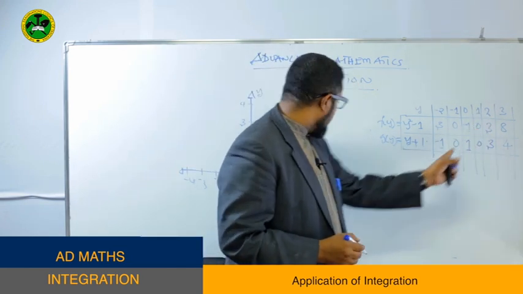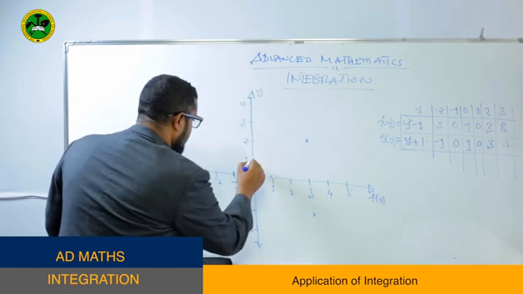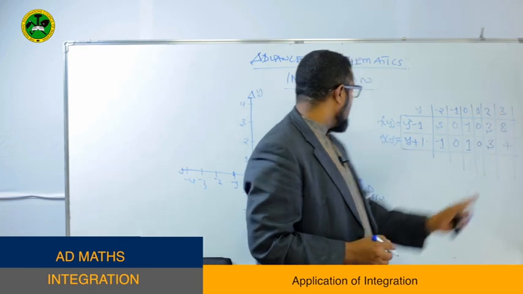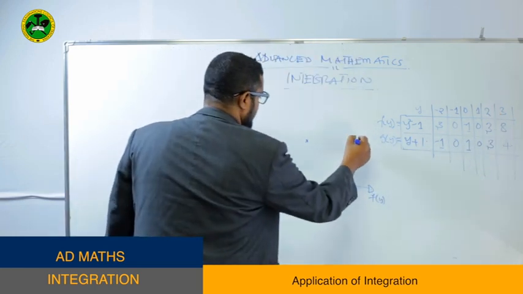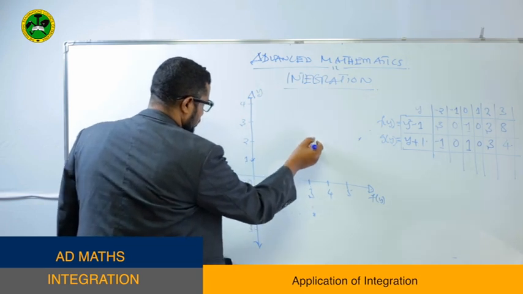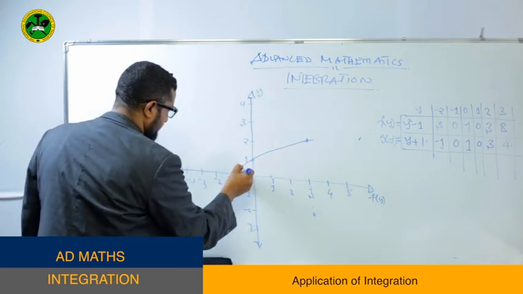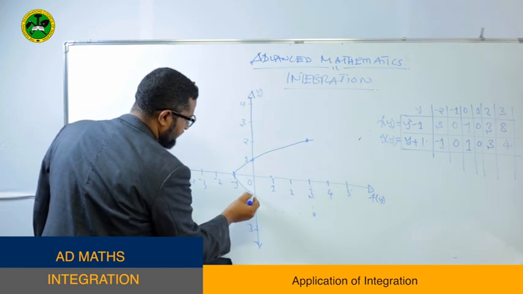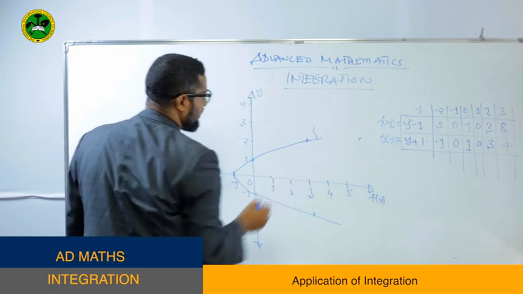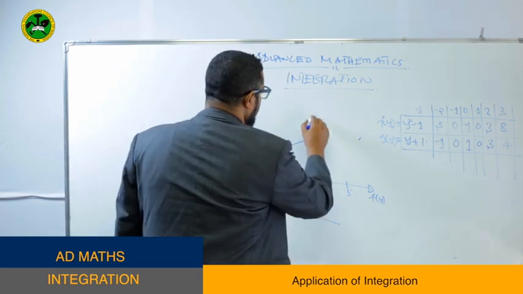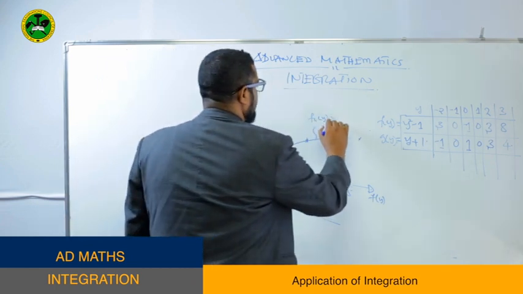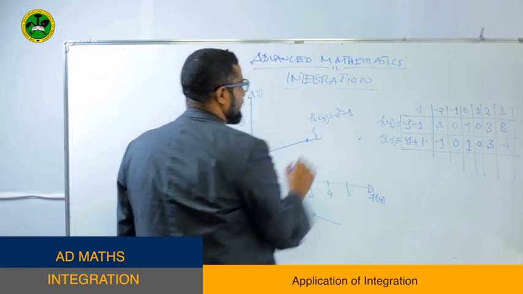When we have 1, we have 0. And when we have 2, we have 3. When we have 3, we have 8. So 8 is somewhere there. Now join the points. So you'll have this, and this is f of y, that is y squared minus 1.